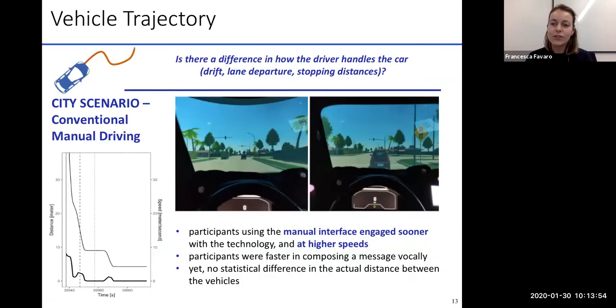So we went on to analyzing the vehicle trajectory, a bunch of different things on how the driver was actually handling the car in terms of drift, lane departure, and stopping distances. In the city scenario, what I did not tell you before is that when you were approaching the intersection, there was actually a car in front of you. And so you had to maintain distance from that car. And this is where the first text message that I didn't really talk about played a role.